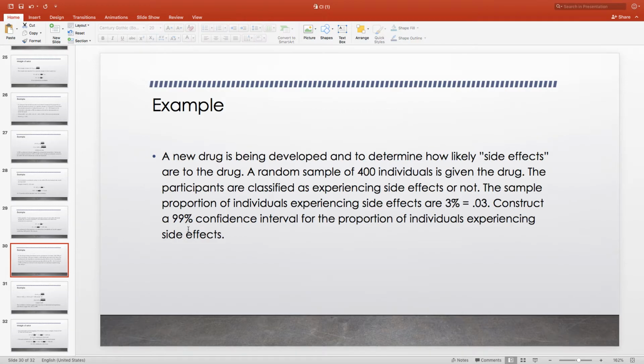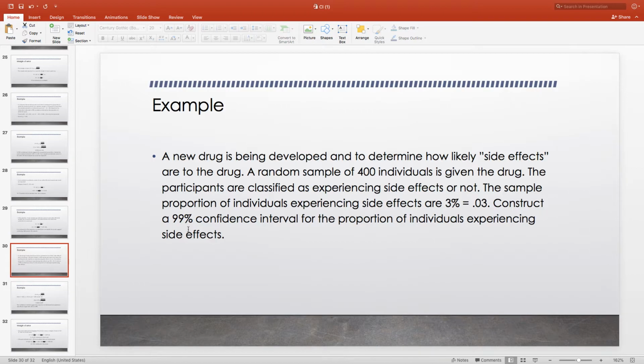So here's another example, and it says here a drug is being developed to determine how likely side effects to the drug are. It collects some data, so it has a random sample of 400 individuals. The participants are classified as experienced side effects or not. The sample proportion of individuals experiencing side effects is 3%. And we want to construct a 99% confidence interval for the proportion of individuals experiencing side effects.